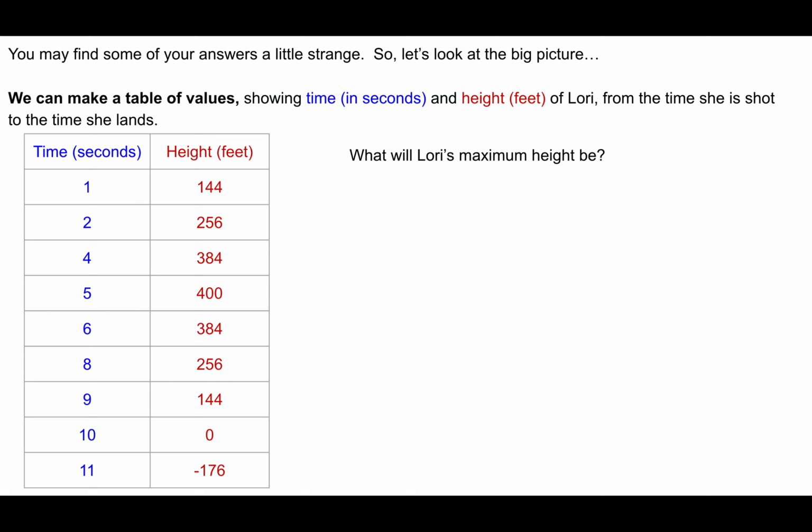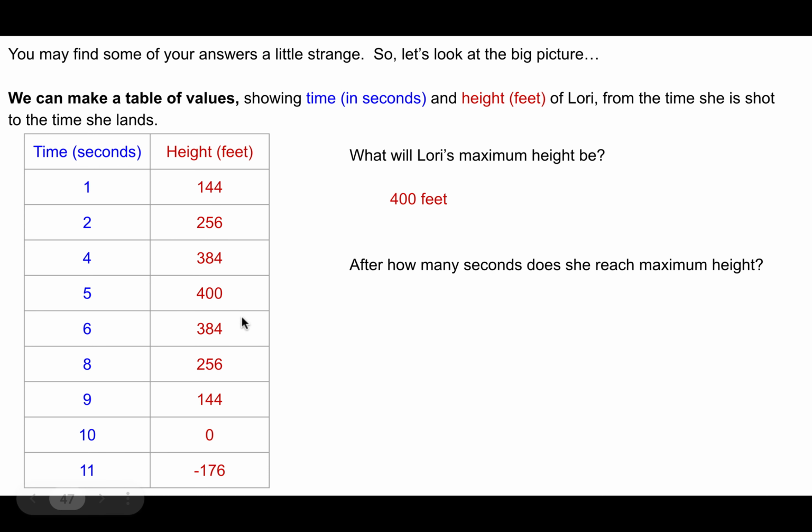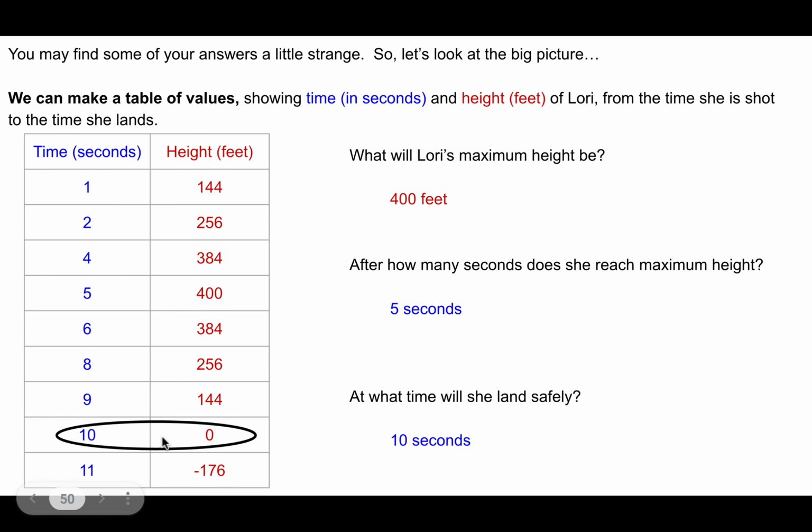So what would Lori's maximum height be? Well, if I'm looking at this table, it looks like the highest that she was is 400. So 400 feet. And after how many seconds does she reach this height? Well, it looks like it's going to be 5 seconds. And at what time will she land safely? Well, that would be where the height is at 0. So it looks like it's about right here. So at 10 seconds.